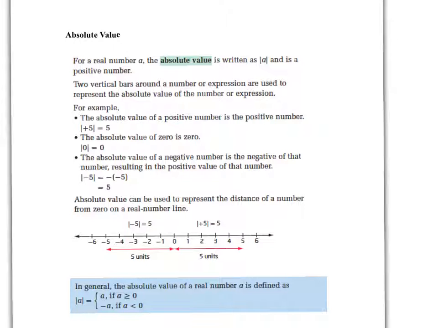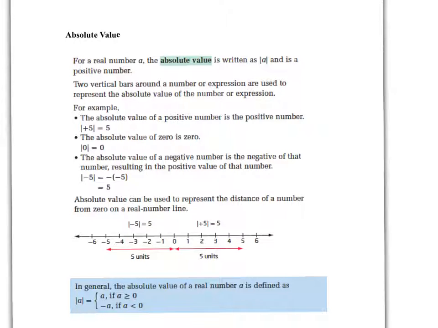So often we think of absolute value as how far a number is from 0 on a number line. Negative 5 is 5 units from 0. Positive 5 is exactly the same, 5 units from 0. So the absolute value of both of those is just 5.